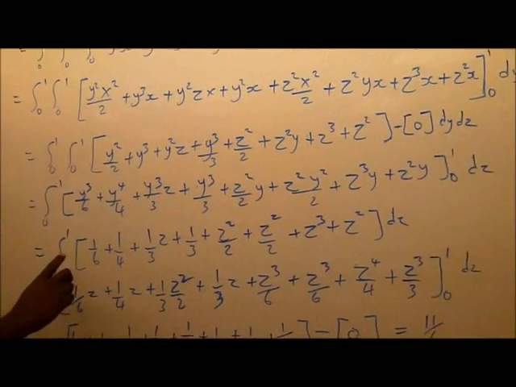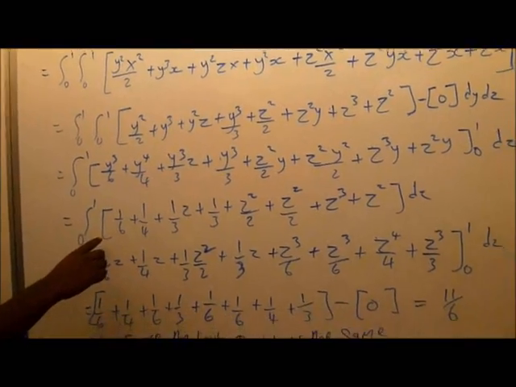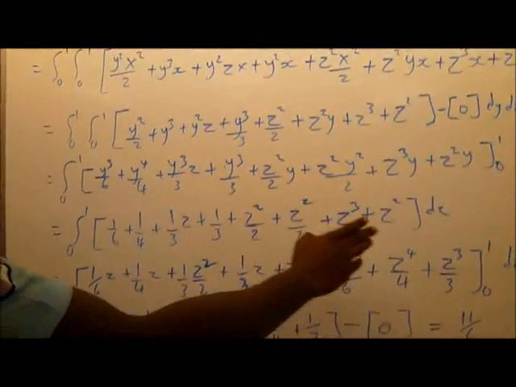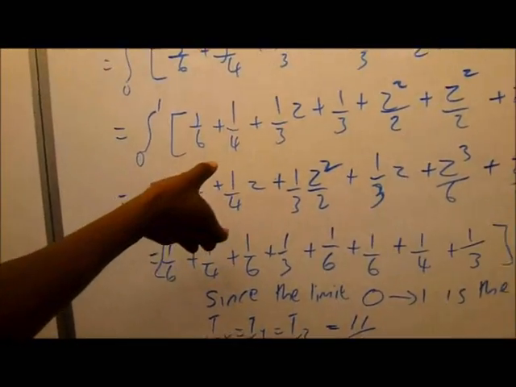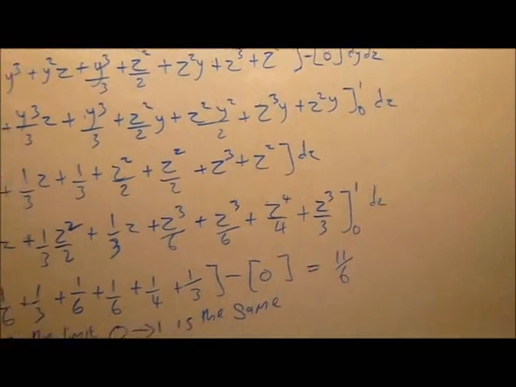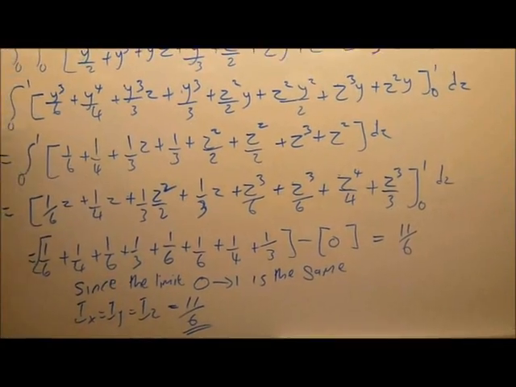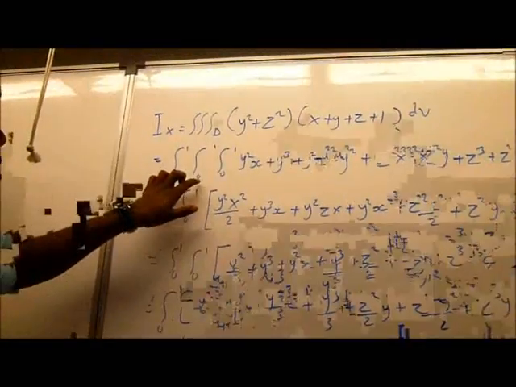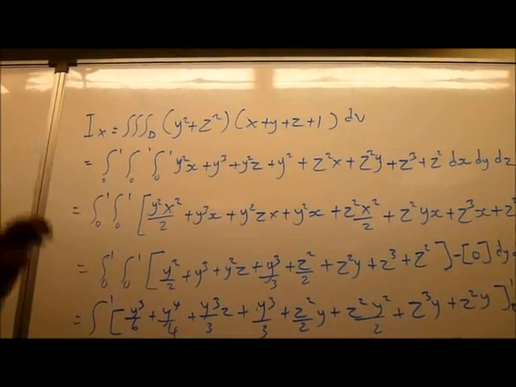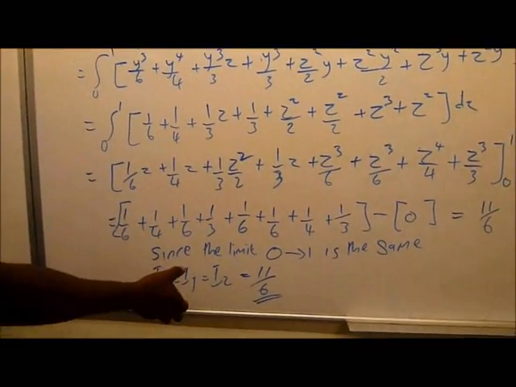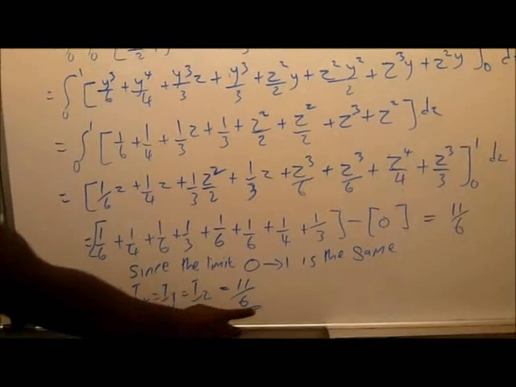After that, we solve, and we are left with the last part of integration, which is with respect to z. So we integrate this function with respect to z. Then, the final part, when we have integrated everything, we subtract the function and we are left with 11 over 6. Since the limit is the same, 0 to 1 with respect to x, 0 to 1 with respect to y, and 0 to 1 with respect to z, we don't have to find the inertia with respect to y and z, since they are all equal. So the answer will be 11 over 6.